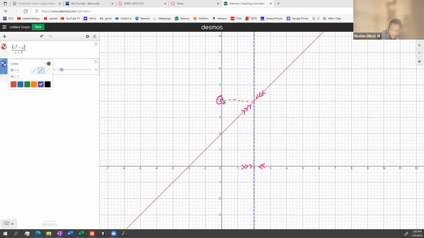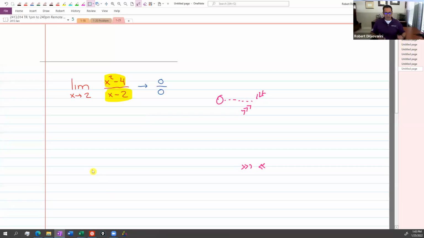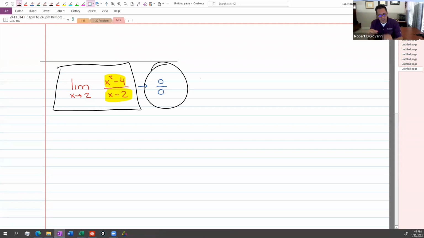But how in the world would we have known that? Visually, when you look at the graph, the answer is 4, but how do we know it's 4 from this? From this, all we get is 0 over 0, so we have a problem, yes? That's what this section 1.4 is about. It's about if you have this limit right here, and you're getting something like this, can you still get me the correct answer? All right, so how are we going to do it?